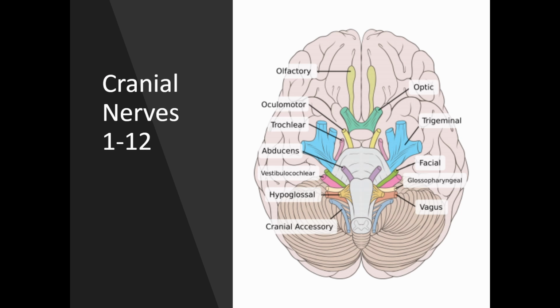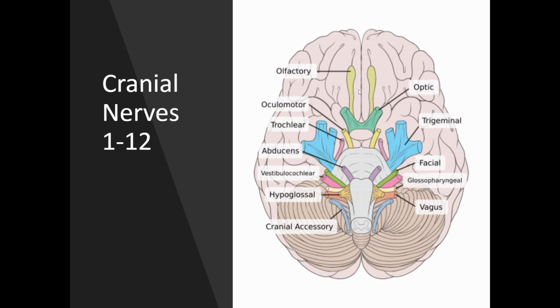And then one of our last topics will be looking at the cranial nerves. There are 12 cranial nerves. There is olfactory, optic, oculomotor, trigeminal, trochlear, abducens, facial, hypoglossal, vestibulocochlear, glossopharyngeal, vagus, and the cranial or accessory nerve. So these are our 12 cranial nerves.